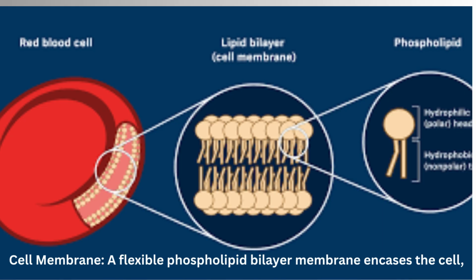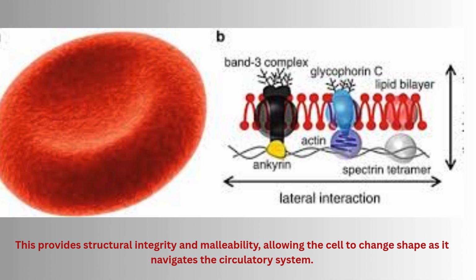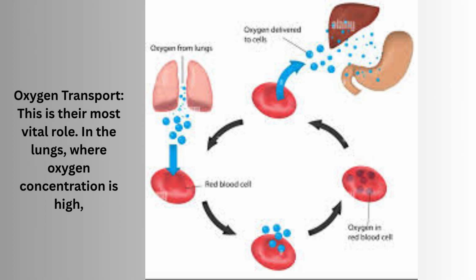Cell membrane. A flexible phospholipid bilayer membrane encases the cell, maintained by a network of proteins, spectrin, actin, etc., that form a cytoskeleton. This provides structural integrity and malleability, allowing the cell to change shape as it navigates the circulatory system. Functions. The primary functions of red blood cells revolve around gas transport.